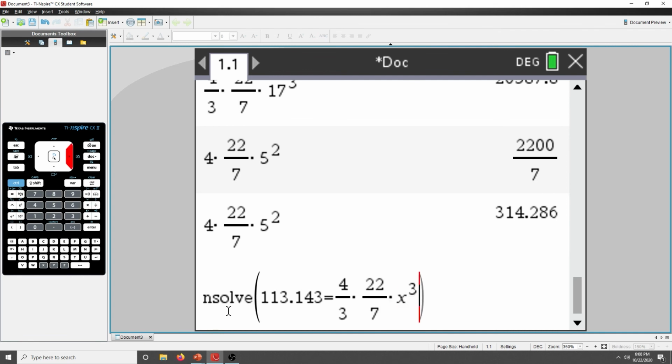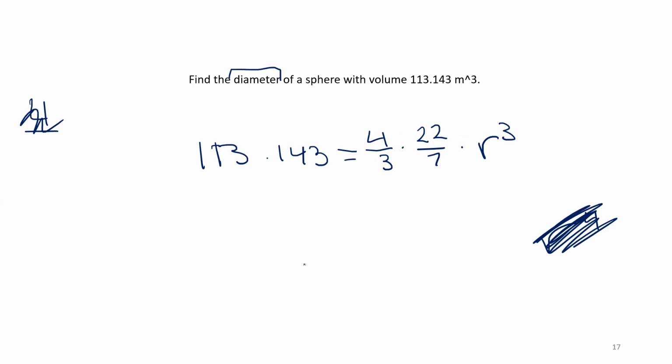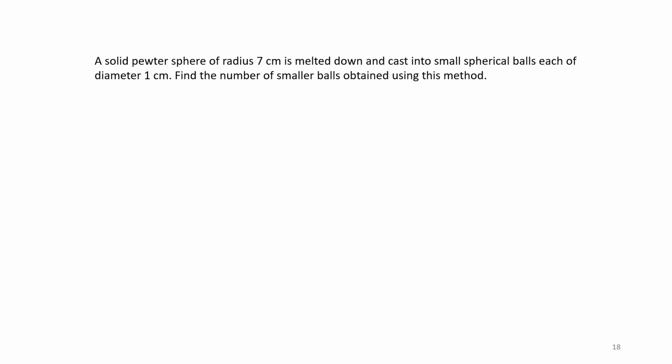X to the third, comma, x. So our radius is 3, which means our diameter is 6 meters. Cool? All right, this is the last one. I included it because there's a problem exactly like this on the test, and it's really not that hard. I would say it's like a challenge problem, but it's not that bad once you see it.